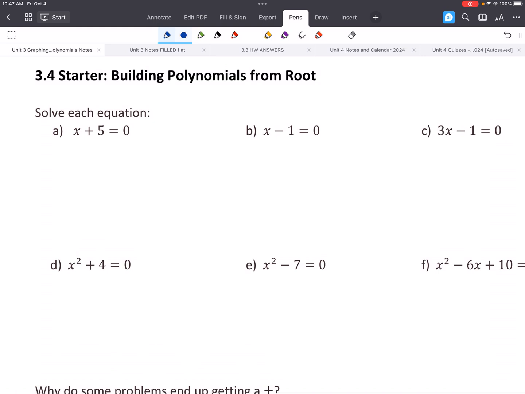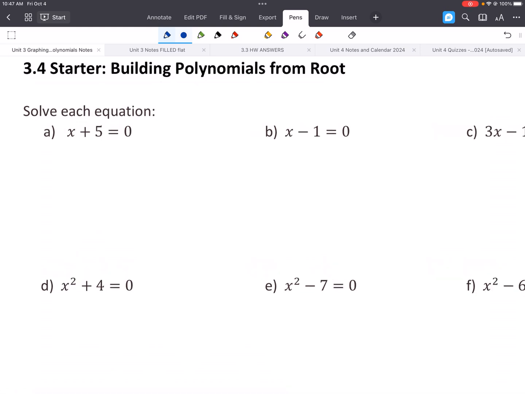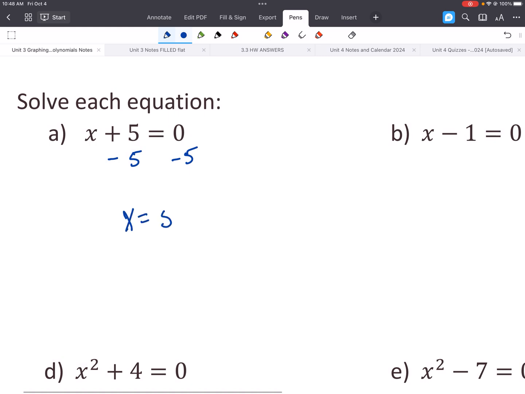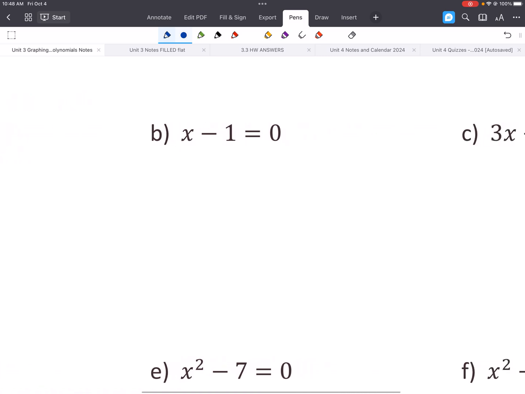solving these little equations. Okay, so if we're trying to solve this equation, we want to get x by itself, we'd have to subtract 5. Why subtract 5? Because it's a plus 5, we want to do its opposite, right? Its inverse. Okay, so we'd end up getting x equals negative 5. Okay, for b, very similar. We just want to add 1 to both sides. So we'd get x equals 1.